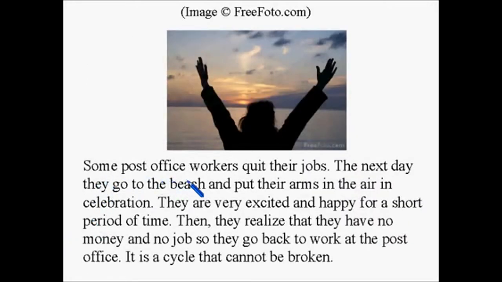Some post office workers quit their jobs. The next day, they go to the beach and put their arms in the air in celebration. They are very excited and happy for a short period of time. Then they realize that they have no money and no job, so they go back to work at the post office. It is a cycle that cannot be broken.